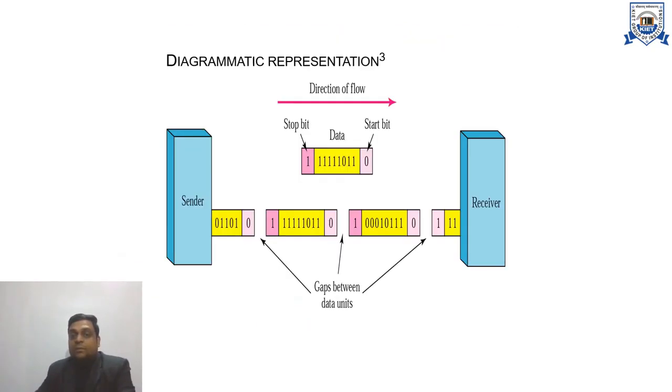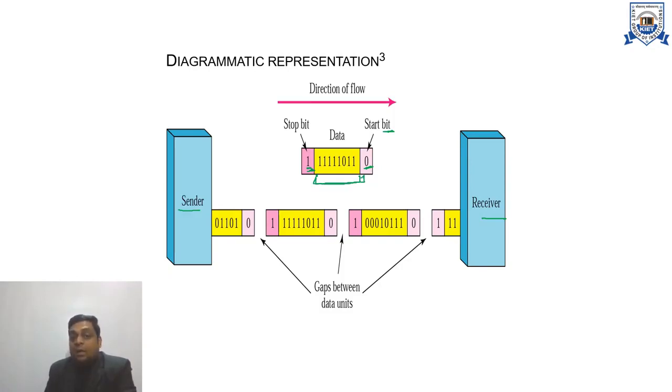Now see like this. Here is the sender, here the receiver. The sender is sending, the receiver is receiving. This is a byte. At the start of the byte, there is a start bit, 0. At the end of the byte, there is a stop bit, 1. This 0 and 1 tell the receiver that this byte has been received completely.